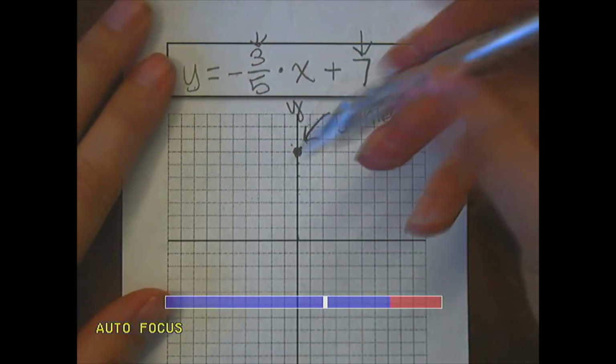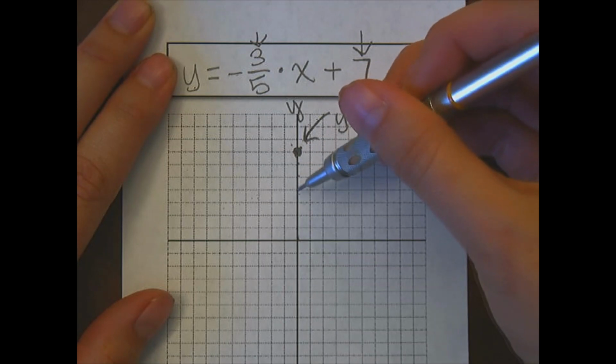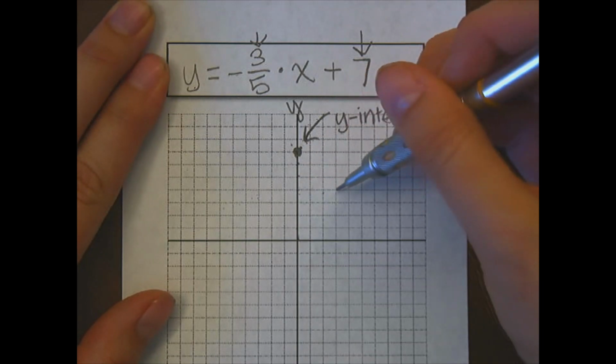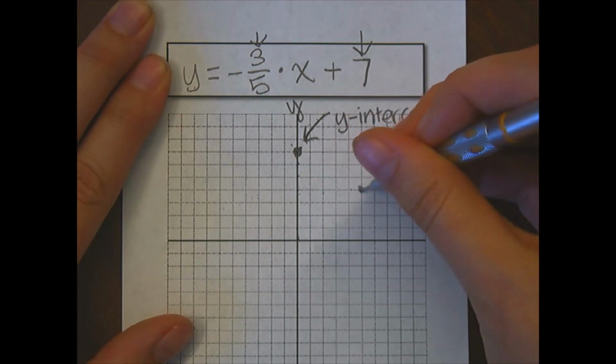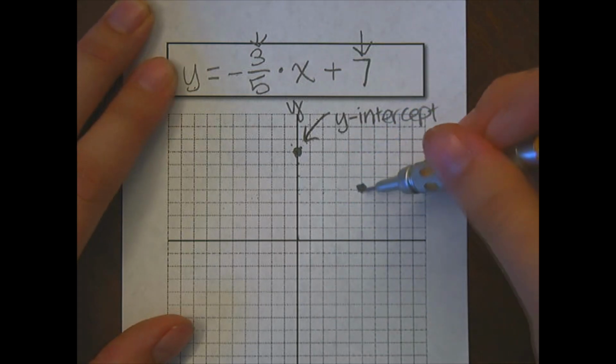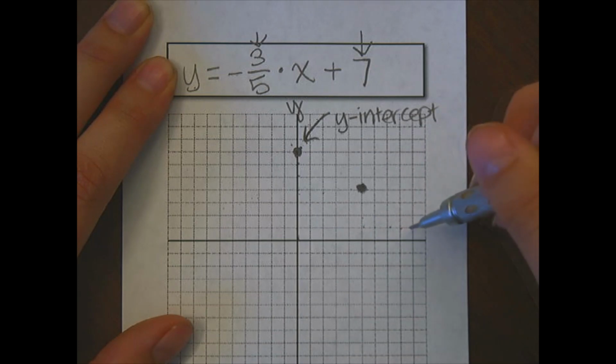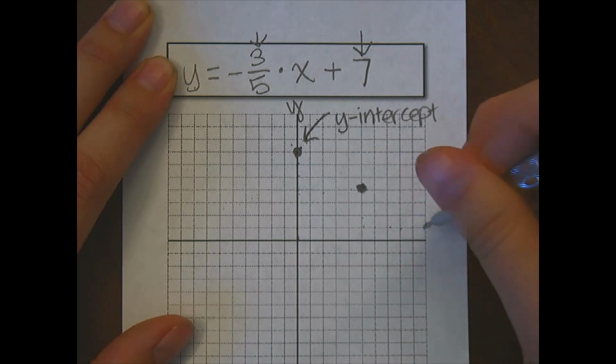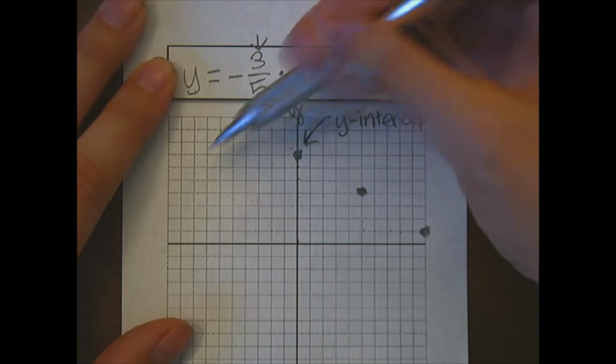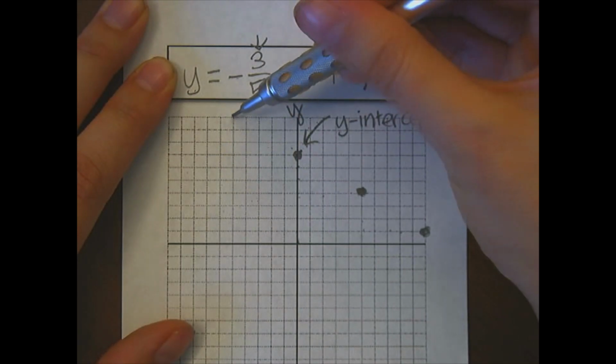So from here, I'm going to start going down 3 and over 5. 1, 2, 3, 4, 5. Perfect. And then I have another point. And then I'm going to start going down 3, 1, 2, 3, and then over 5. 1, 2, 3, 4, 5. And then I think I can fit 1 point in backwards if I go right here.